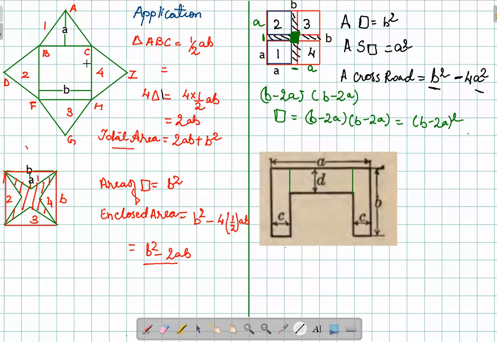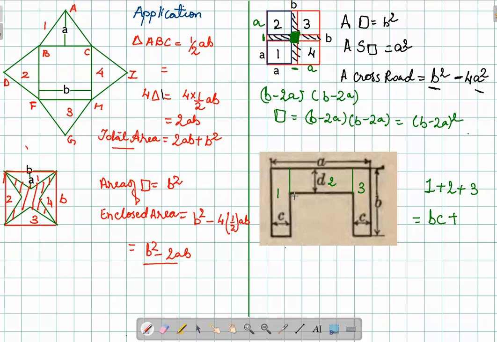Okay, so in this case, the total area of this shape, you can say, is 1, 2 and 3. It's the area of 1 plus the area of 2 plus the area of 3. Now what would be the area of 1? The area of the first rectangle can be given as BC, where B is the length and C is the breadth or the width. The area of the second rectangle.